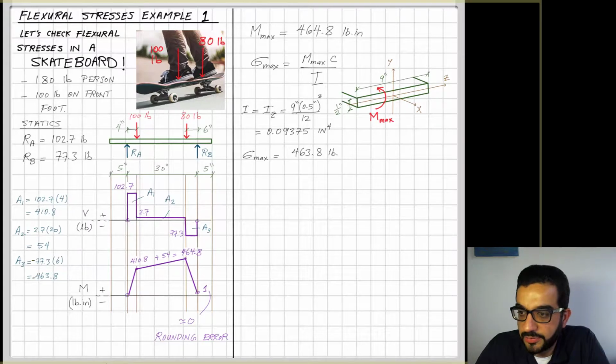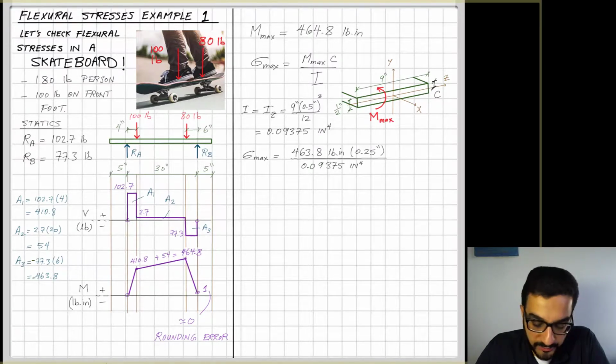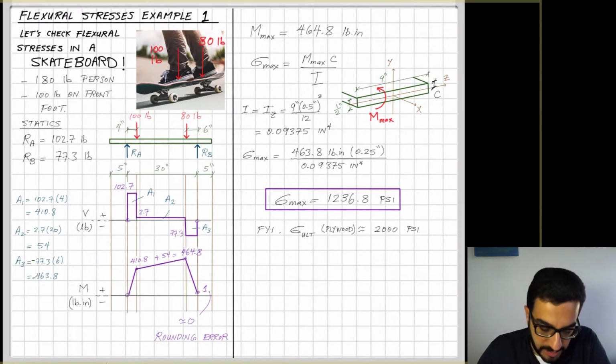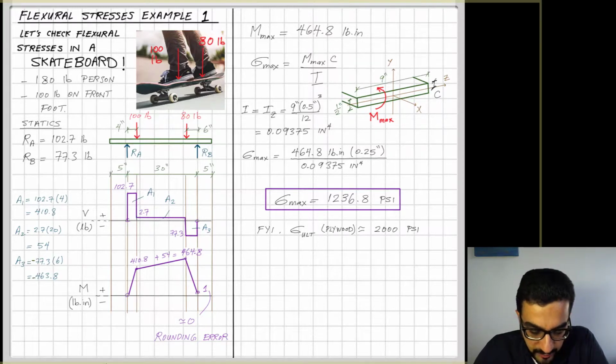And when I plug the values into sigma max, it's the moment I have, the inertia I have, and then c, which is half of the depth of the skateboard, which is 0.25 inches, and I will end up with a maximum flexural stress of this value. The thing is, just correcting here this value to be 464.8. So the same value should still apply for sigma.